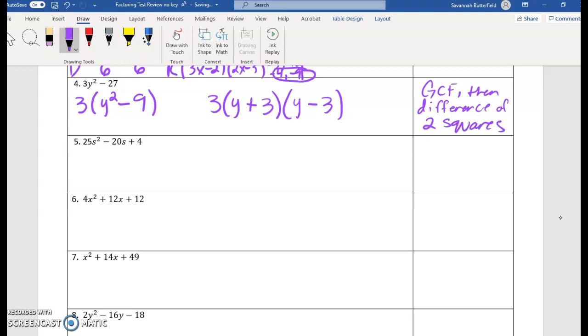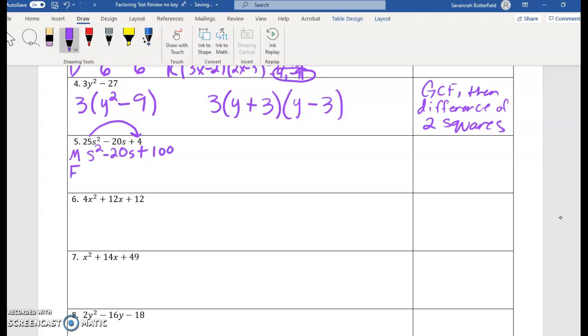Now let's look at number 5. It is 25s squared minus 20s plus 4. So 25, negative 20, and 4 do not have a greatest common factor. So I'm just going to jump straight into my trinomial methods. My a value is not equal to 1, so I'm going to do MFDRR and multiply this over. When I multiply 25 into 4, I get s squared minus 20s plus 100, since 25 times 4 is 100.